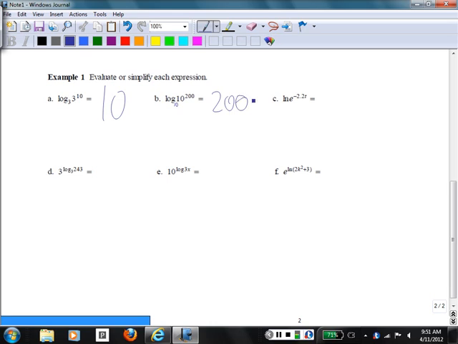And then it works if there's an unknown in the exponent. The natural log and the natural base are inverses of each other. Natural log of e to the negative 2.2t equals what? Just like that.